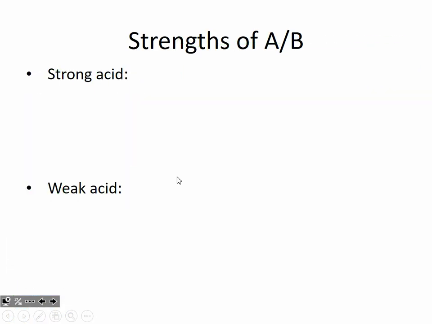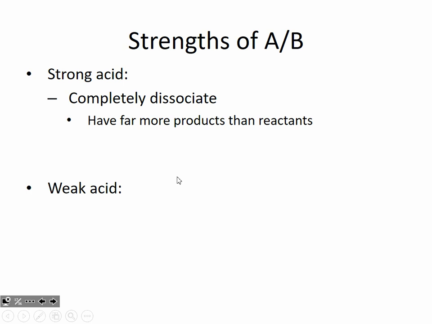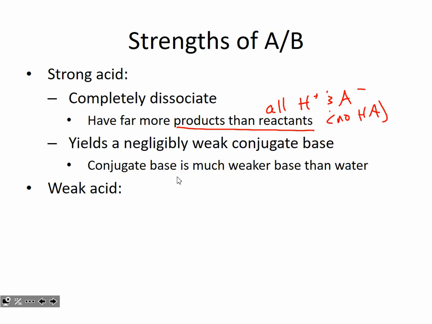Putting this in words, rather than just the diagram. A strong acid completely dissociates, 100% dissociates. It's going to have far more products than reactants, meaning you're not going to have any of your strong acid molecule left. All H+ and A-, no HA. And it will yield a negligibly weak conjugate base. What does that mean technically? It means technically that the conjugate base of a strong acid is a much weaker base than water.